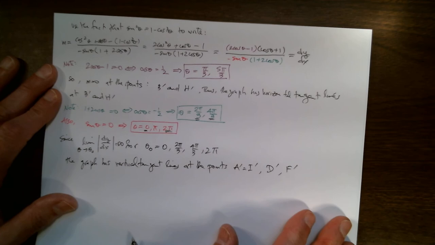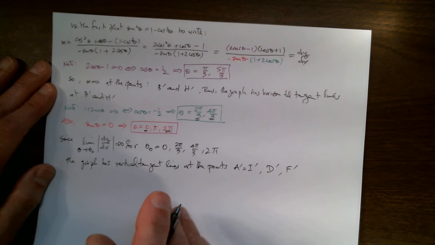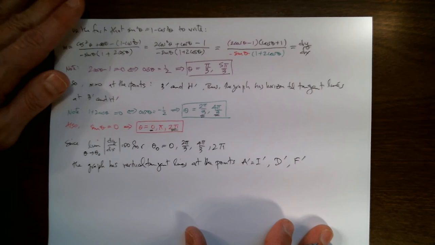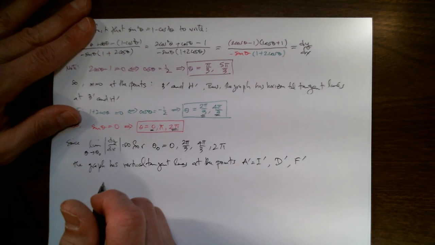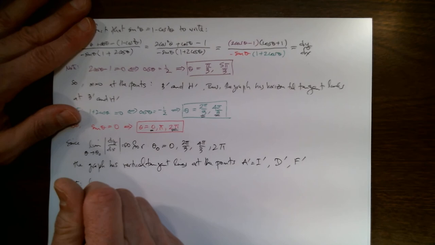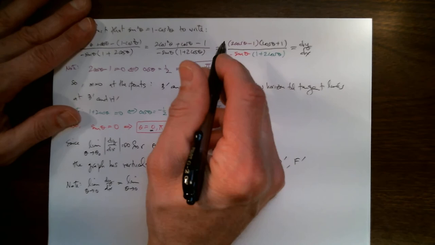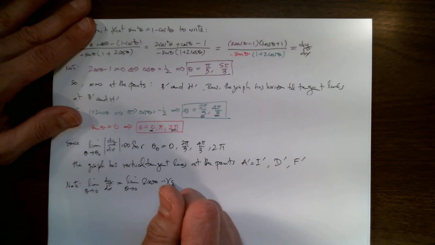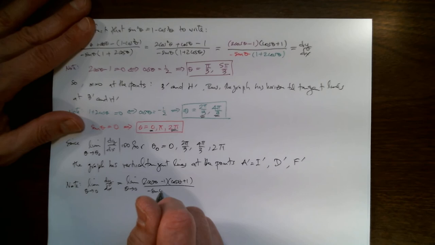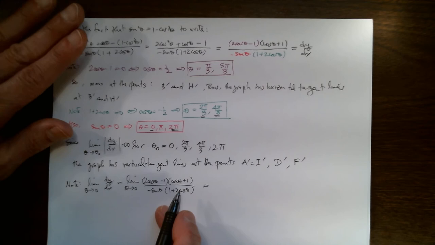So let's investigate a little bit more carefully what happens to the slope of the graph as theta approaches pi. Note that the limit as theta approaches pi for dy dx would be the limit as theta approaches pi of this product here: 2 cos theta minus 1 times cos theta plus 1, all divided by minus sine theta times 1 plus 2 cos theta. And as theta approaches pi, cosine goes to minus 1.